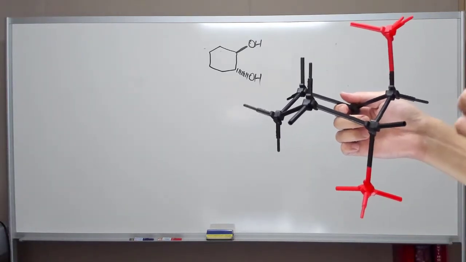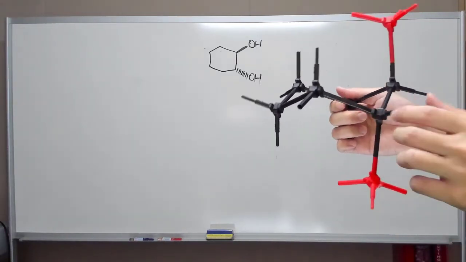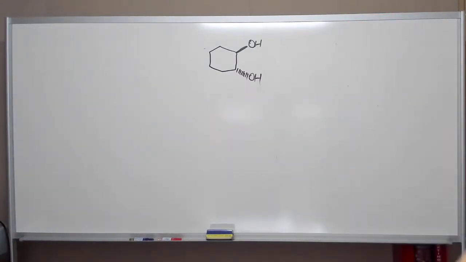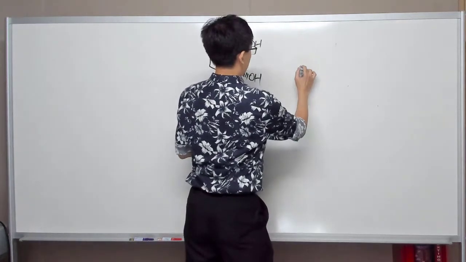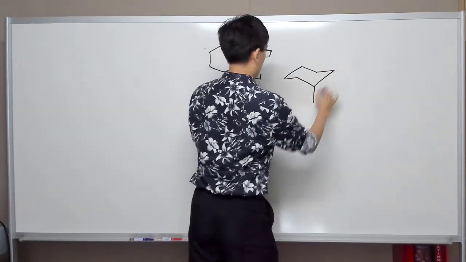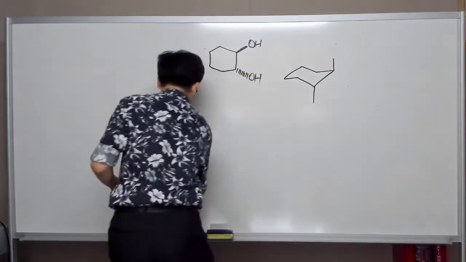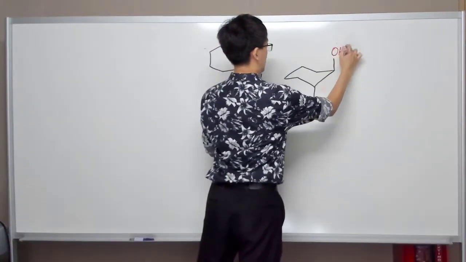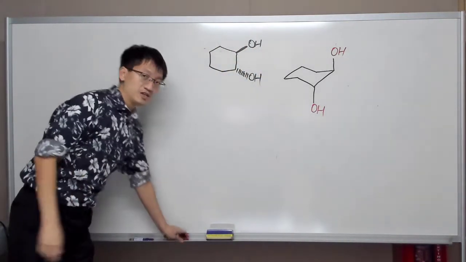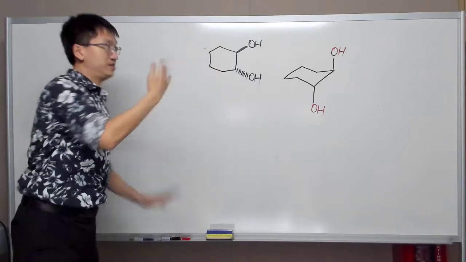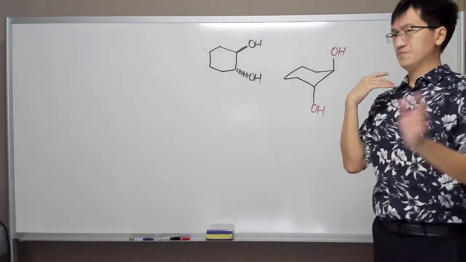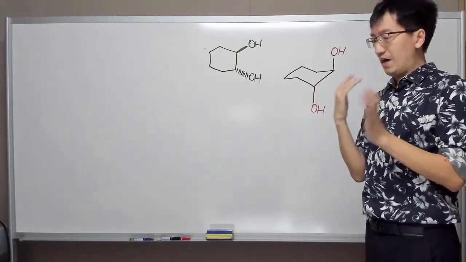Right now I'm going to draw this exact conformation on the whiteboard. I'm going to draw it so it will look like this, and then one OH will be pointing down and the other one will be pointing up like this. You might notice that this conformation is not exactly very stable. Then you might be wondering why is that the case?